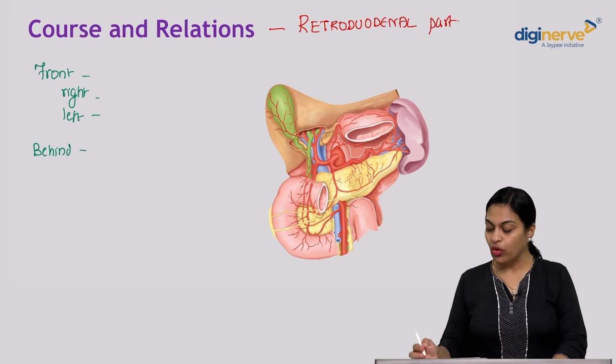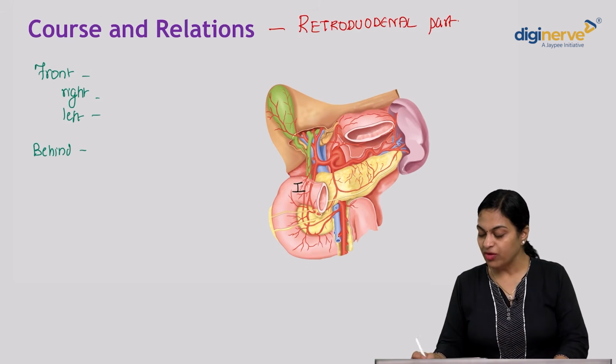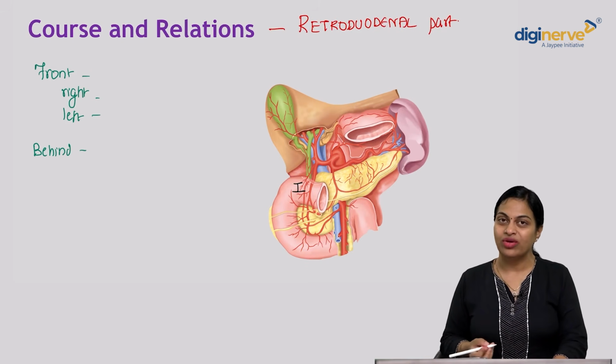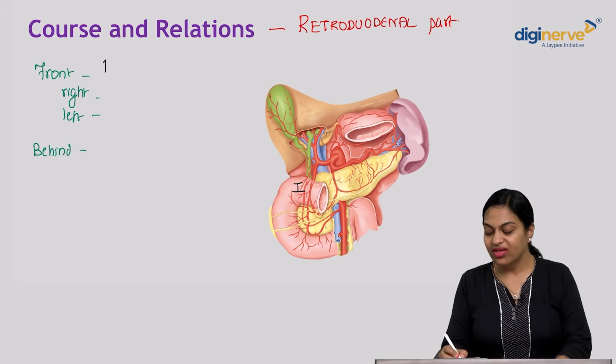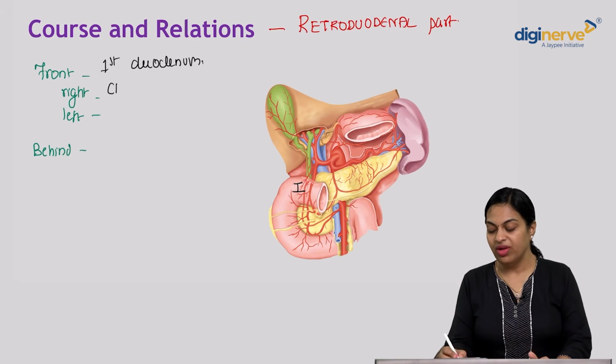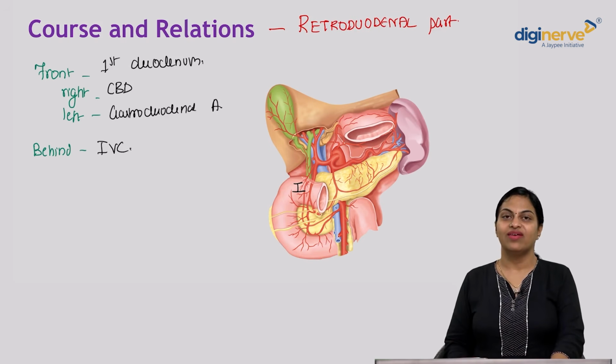And in the retroduodenal part, we see the first part of the duodenum here, right? So the anterior relation for the retroduodenal part of the portal vein will be the first part of the duodenum. And to the right side will be the common bile duct. To the left side will be the gastroduodenal artery. Behind will be the inferior vena cava.